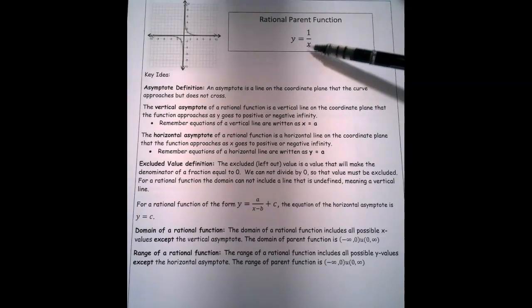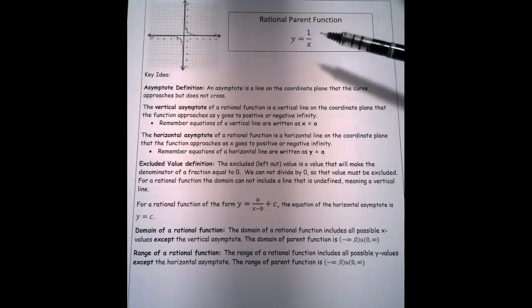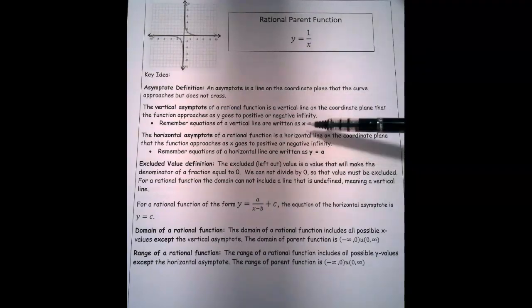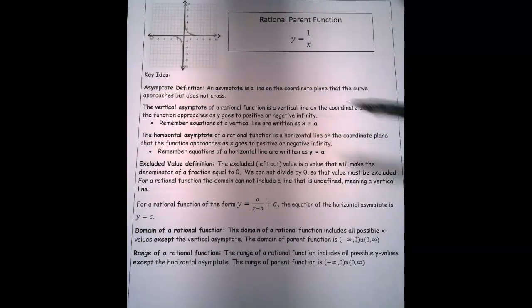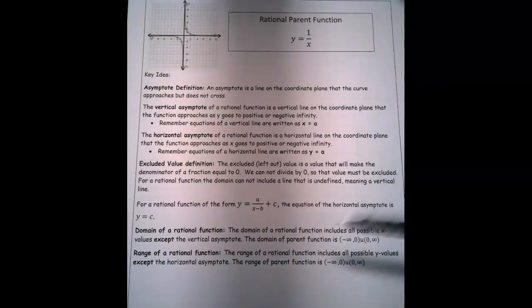So we use that excluded value also as our vertical asymptote. If asked for the vertical asymptote, we have to answer it as x equals whatever number, or if it's asked as the excluded value, we're just going to say what the excluded value is. It is not the equation of a line, so be very careful with that.